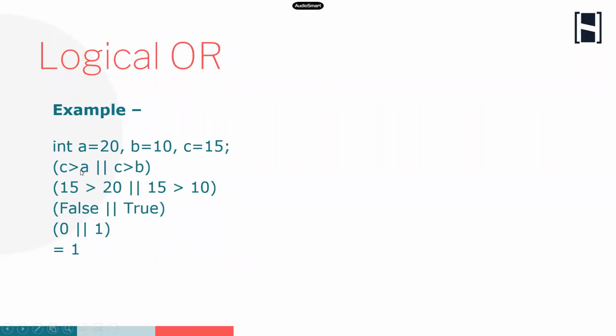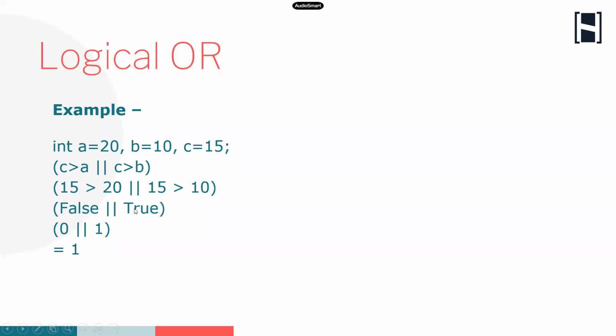See, C greater than A. C value is what? 15. So 15 greater than 20. False. So the first condition fails. Now, it is going to go and check the second condition. Second condition is what? C greater than B. So C value is 15, greater than B value, which is 10. So 15 greater than 10. Now, this second condition is true.